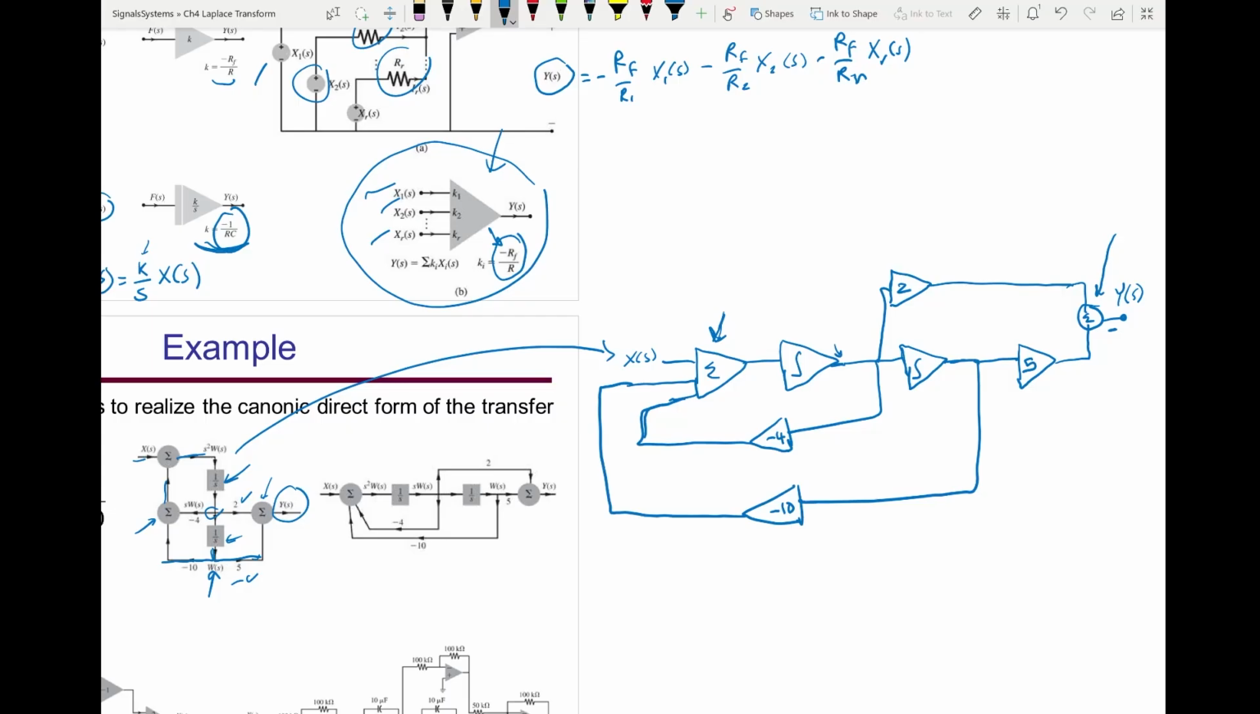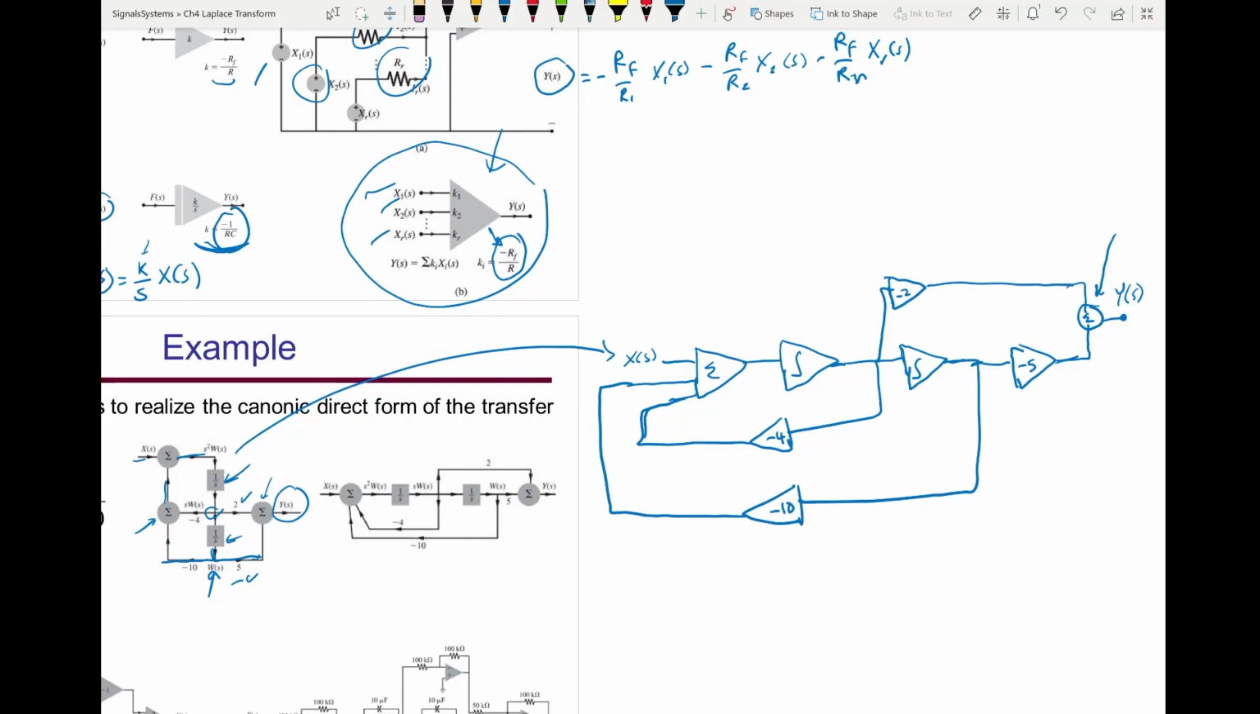So I have the option of building an inverter here to cancel this negative, or instead of having an inverter, I can make this inverting op-amp. So this will be -2 and this -5. This way, this negative here and negative here will cancel this inverter, so I don't need it anymore. And there are always different ways you can build it.